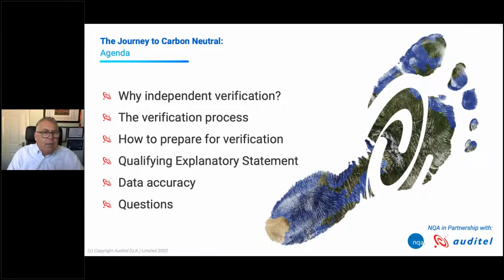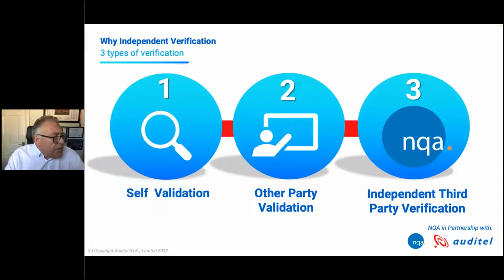Good. Thanks, Rob. As Rob said, Auditel have laid our hat firmly on the third-party independent verification, but there are other routes that you can take if you so wish. What we're going to do today is start off by talking our way through the 3 different routes available to you as a business. These are the 3 routes. So you've got self-validation, you've got other party validation, and you've got independent third-party verification.